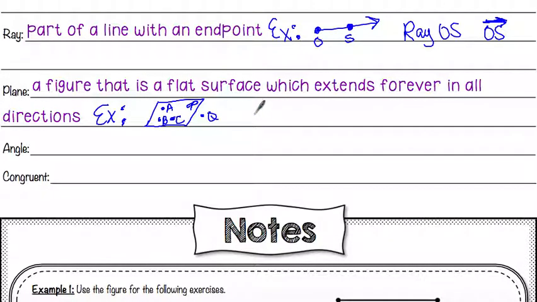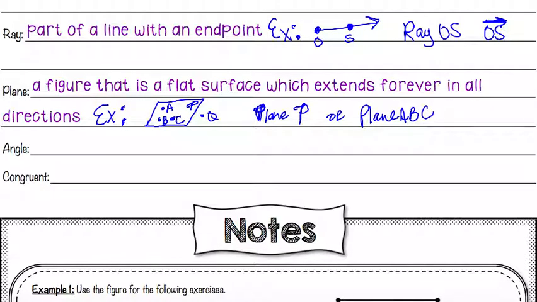Okay, so I could call it plane scripty P, so plane P, or I could call it plane ABC, or CAB, or just choose three letters that are in the plane. Okay, and then I have two more vocabulary terms that we would like to discuss.